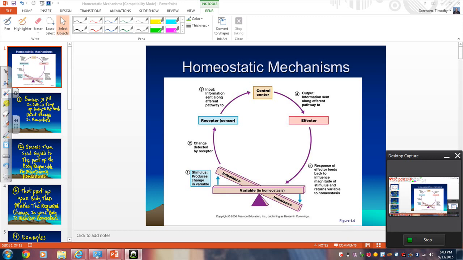So if you read in your book, you see this little circle about effector, sensor, right? I don't care about that. I want you to understand the idea, and then I want you to give me examples, because clinically, this stuff is really important. And that's really what disease is. Disease is when your body is no longer able to maintain homeostasis.